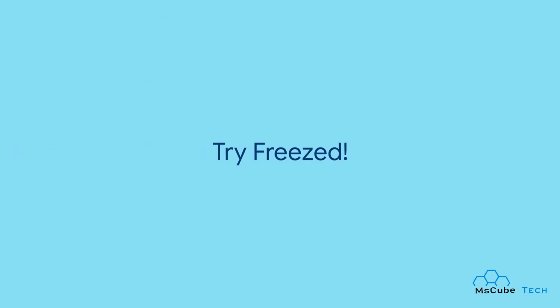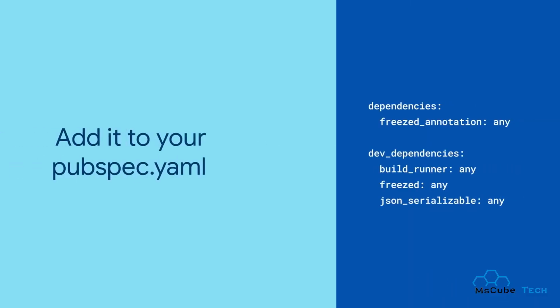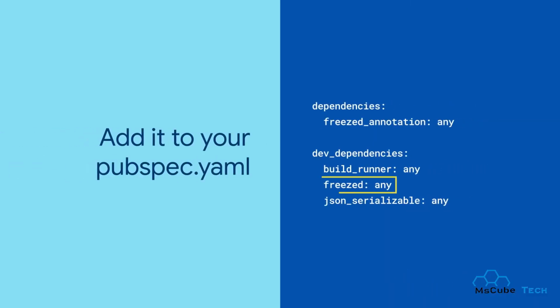Thankfully, code generation packages like Freezed can save you from writing hundreds of lines of error-prone boilerplate. To use Freezed, add it as a dev dependency in your pubspec.yaml file, and add Freezed annotation as a normal dependency. You will also need BuildRunner as a dev dependency and JSON serializable if you want toJSON and fromJSON methods. And now you're ready to start.